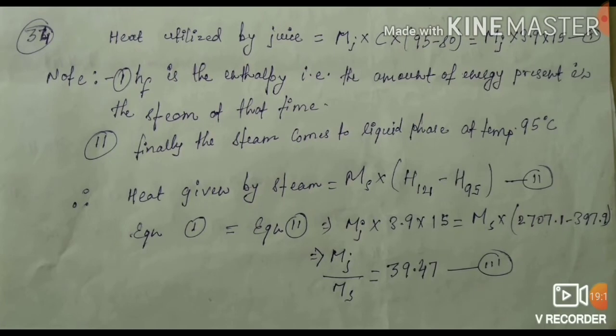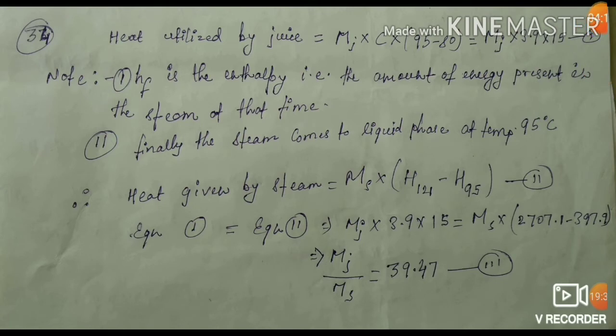So you see the solution here. Heat utilized by juice is equal to mj. Mj is the mass of juice into C into 95 minus 80. That is the temperature difference, and the specific heat of juice is given. And here friends, you see the note. Note 1. HF is the enthalpy, the amount of energy present in the stream at that time.